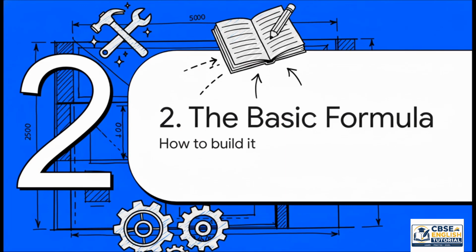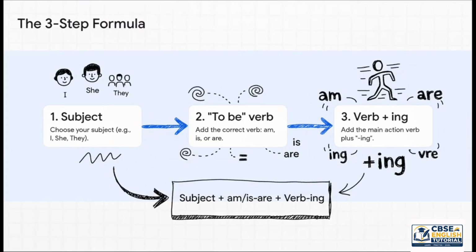Okay, so how do you actually make a sentence using this tense? Well, you're going to love this because it's surprisingly simple. Let's check out the basic formula. It's really just a three-part recipe. First, you grab your subject: I, she, they. Next, you add the right to be verb to match it, so am, is, or are. And for the final ingredient, you take your main action verb and just stick -ing on the end. And there you have it. Subject plus am, is, are plus a verb ending in -ing.